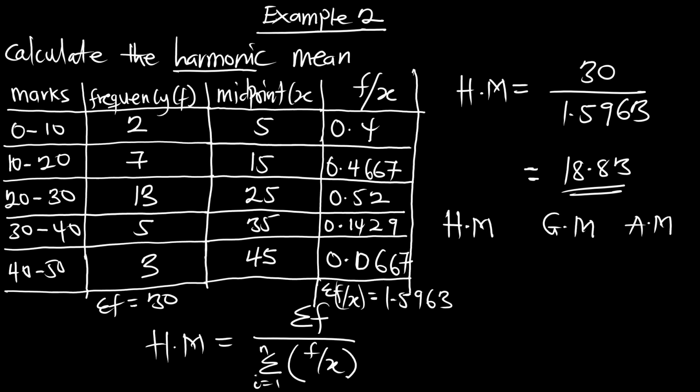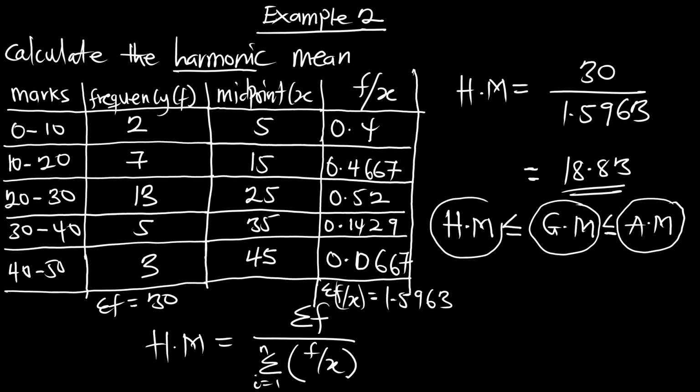We are always going to see that the harmonic mean is less than or equal to the geometric mean, and the geometric mean is also less than or equal to the arithmetic mean. So always when you have the same data, the arithmetic mean is going to be the largest, followed by the geometric mean, and the harmonic mean is always going to be the smallest among them.